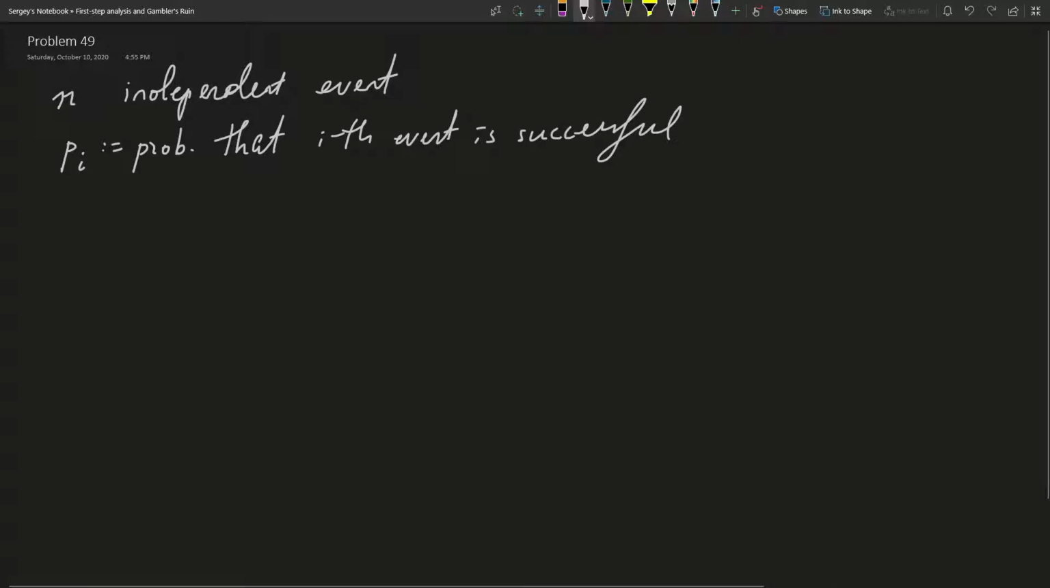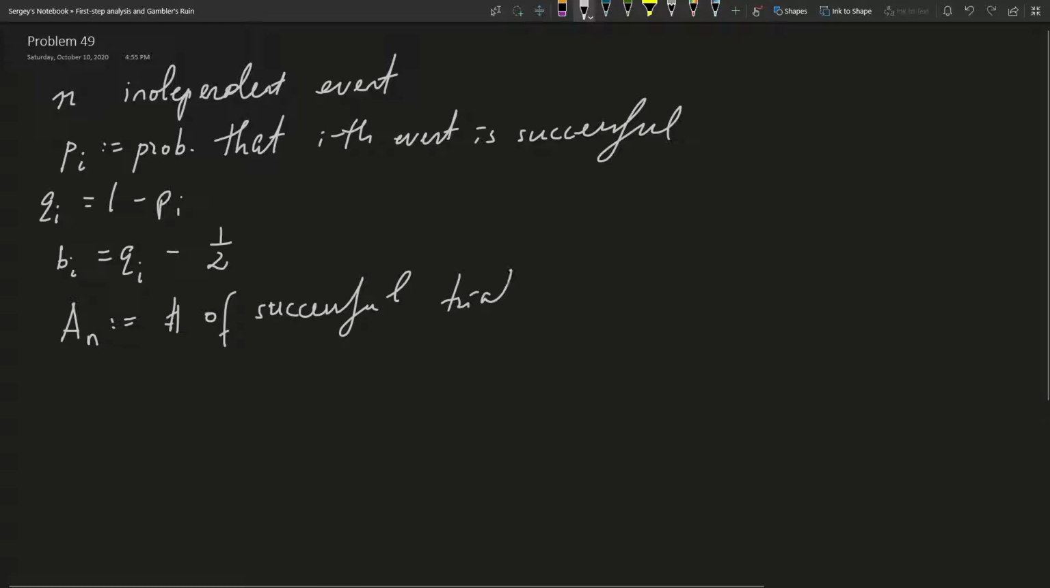We are also given that we're going to denote q sub i to be 1 minus p sub i, so the probability that the ith event ends in failure. And we're also given these b sub i's, which are defined as q sub i minus 1/2. And we're also going to look at the event capital A sub n, and this event is the event that the number of successful trials out of n is even.